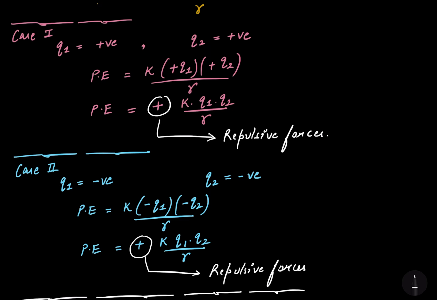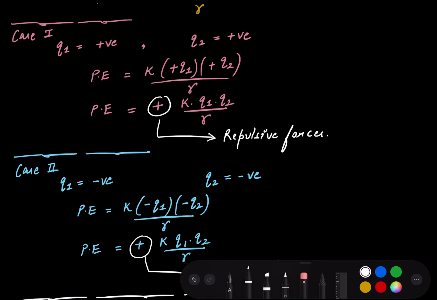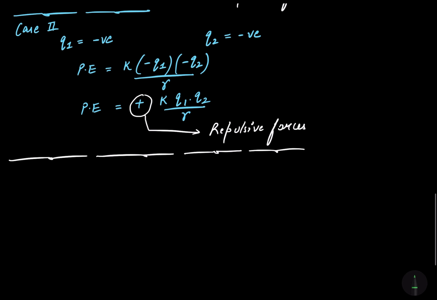So now let's talk about case number 3. Now I am taking some different charges. Case number 3. I am taking my Q1 to be positive and Q2 to be negative. So I'm taking different charges now. Sorry, Q1 is positive charge and Q2 is negative charge.